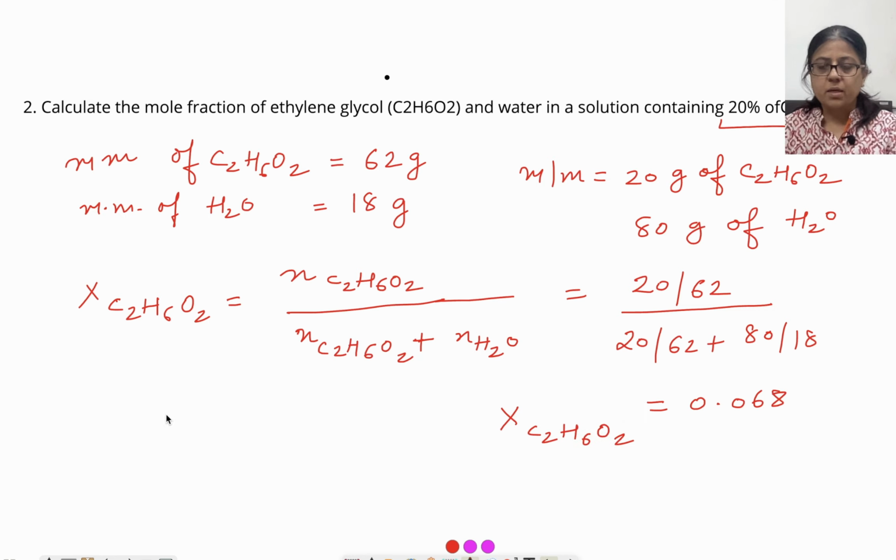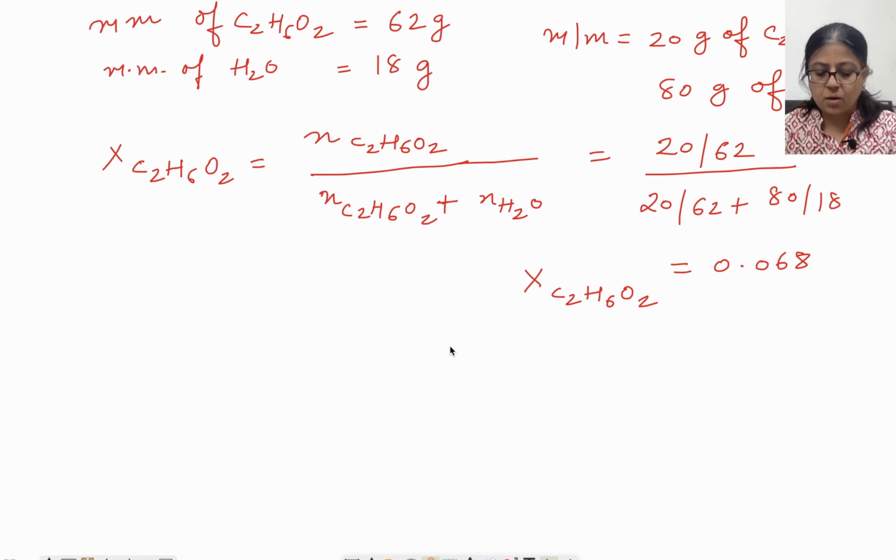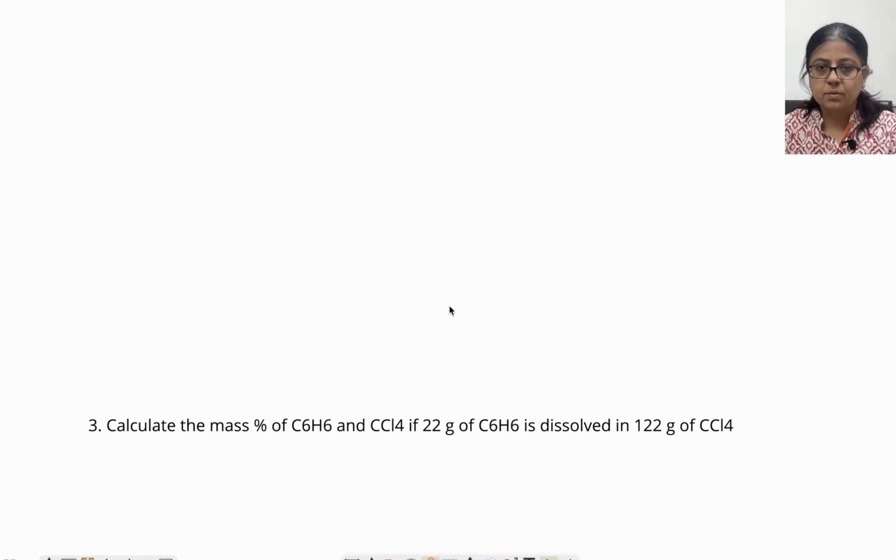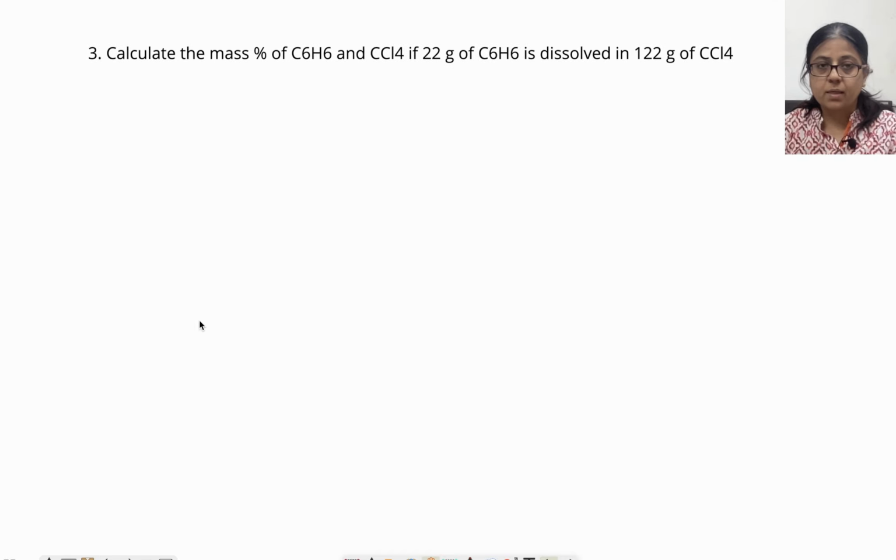So this is the second numerical that we have done here. Now let us calculate the third numerical. Calculate the mass percentage of benzene and CCl4 if 22 gram of C6H6 is dissolved in 122 gram of CCl4.